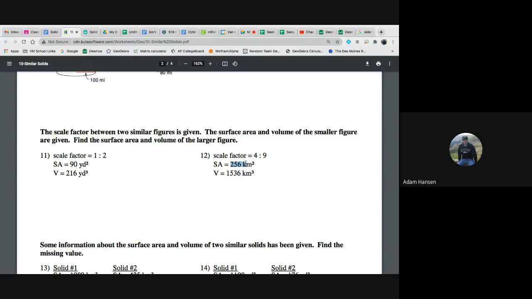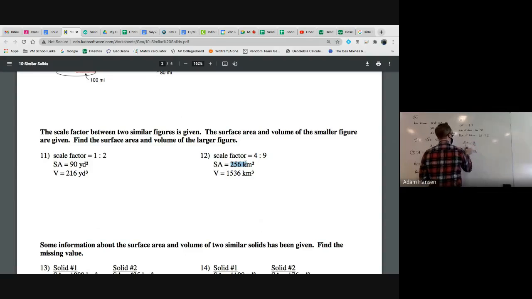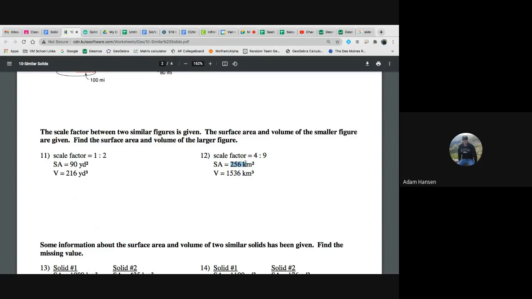How do you solve proportions? Okay, so take 16 times x and 81 times 256. 16x equals 20,736. Then cross them up. Then divide by 16. So the surface area of the larger shape is 1,296. What's the units? Square kilometers?